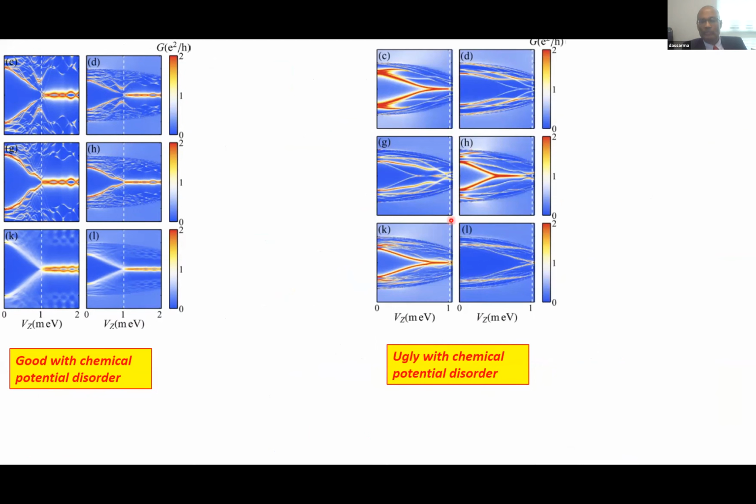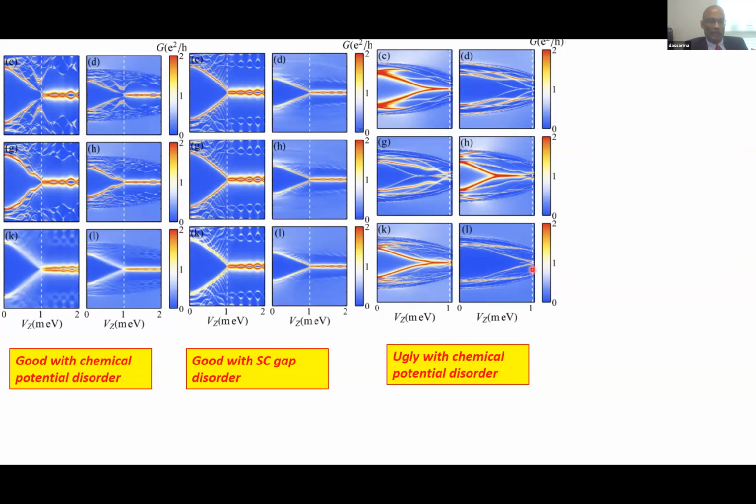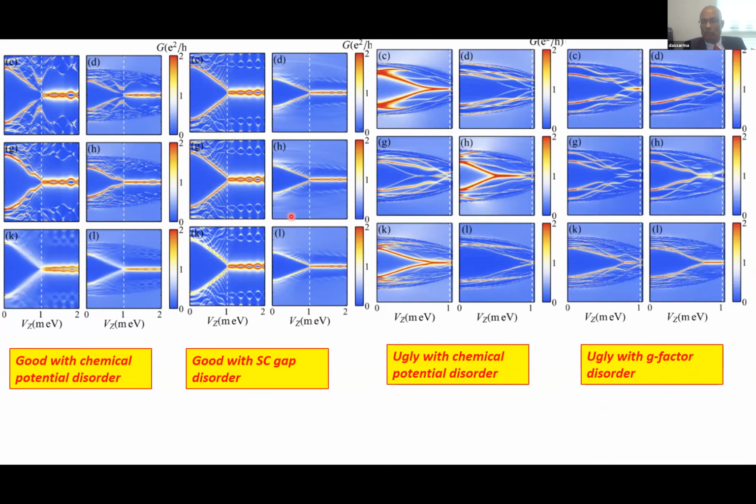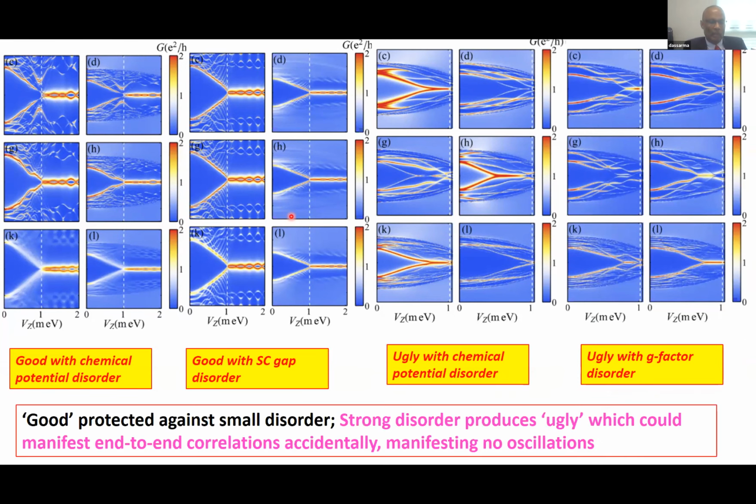And sometimes you don't see it, as I told you. This is left and this is right, from two ends, okay? Here left you see it, right you do not. Here right you see it, left you do not. Here left you see it, right you do not, okay? Because this is disorder. This is good with small superconducting disorder. If the disorder is weak, Majorana is stable, as it should be, it's topological. But if disorder is strong, it's not stable. This is g-factor disorder. So good will be protected against small disorder, but not strong disorder.